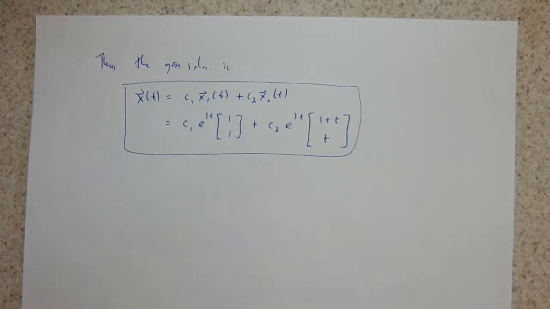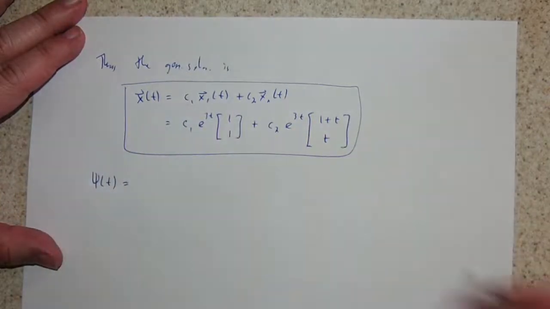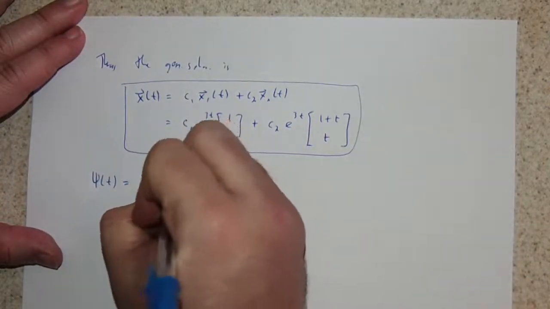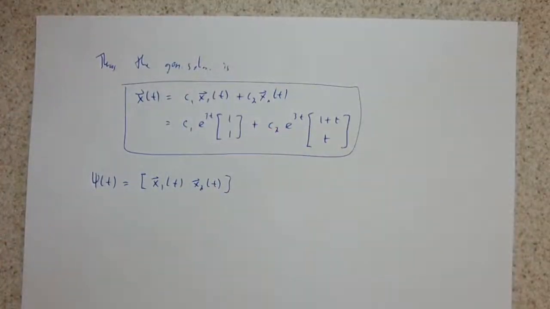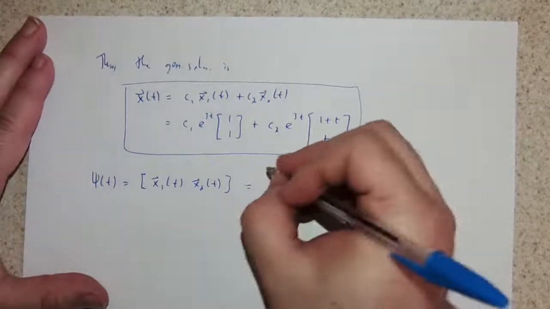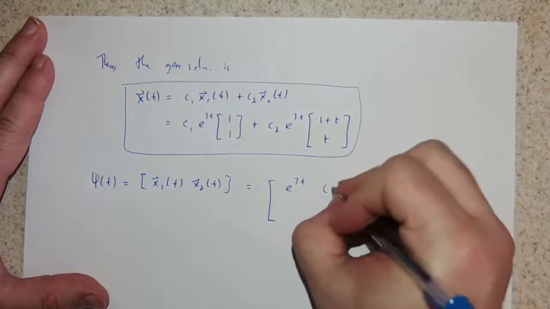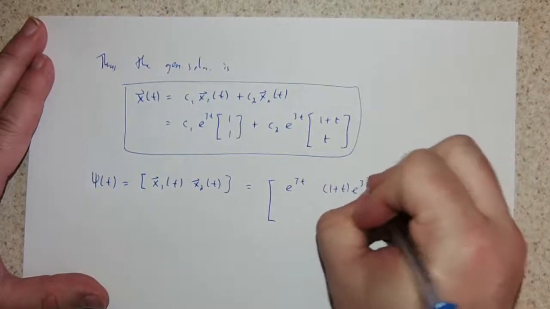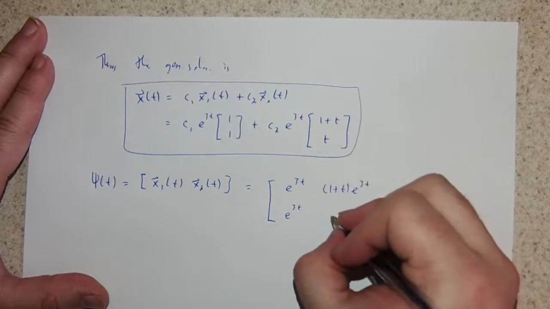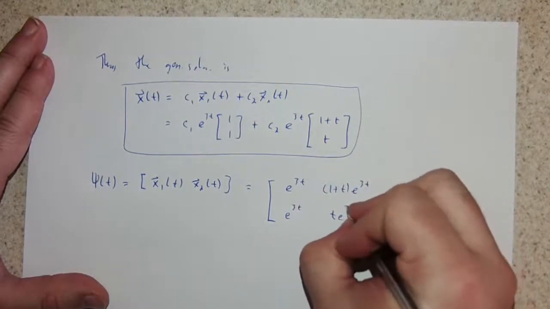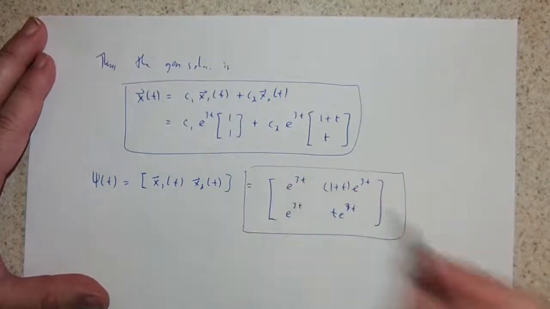Now, I need to find the matrix exponential. So my fundamental matrix C of t is what? It's the matrix containing the eigensolutions, or the fundamental solution set. So this is the matrix e to the 3t, 1 plus t, e to the 3t, e to the 3t, t, e to the 3t. You can factor out an e to the 3t here. It's fine either way.